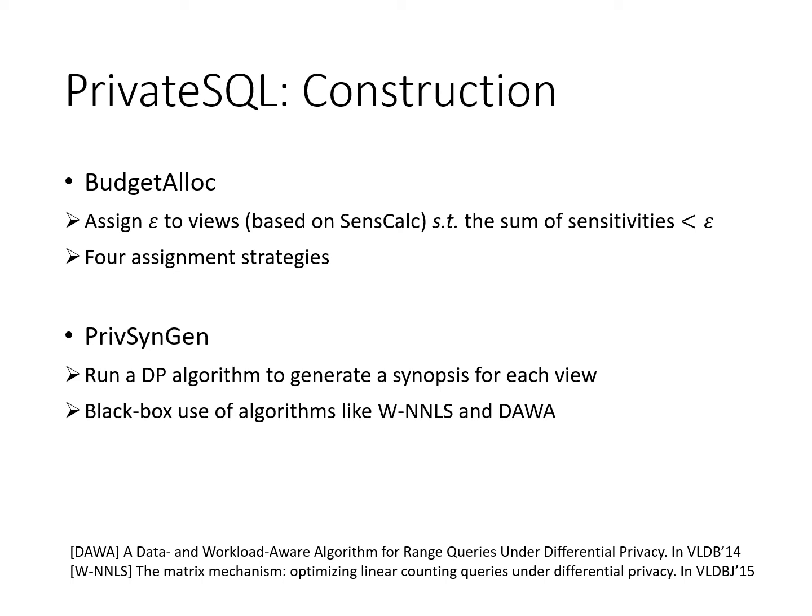PrivateSQL has four assignment strategies. The first one is to divide epsilon equally among all the views, and this is the most trivial one. The second one is to divide epsilon based on the size of the workload for each view. The third one is to divide epsilon based on the sensitivity of the workload for each view. And the last one is to divide epsilon proportionally to the sensitivity of each query.